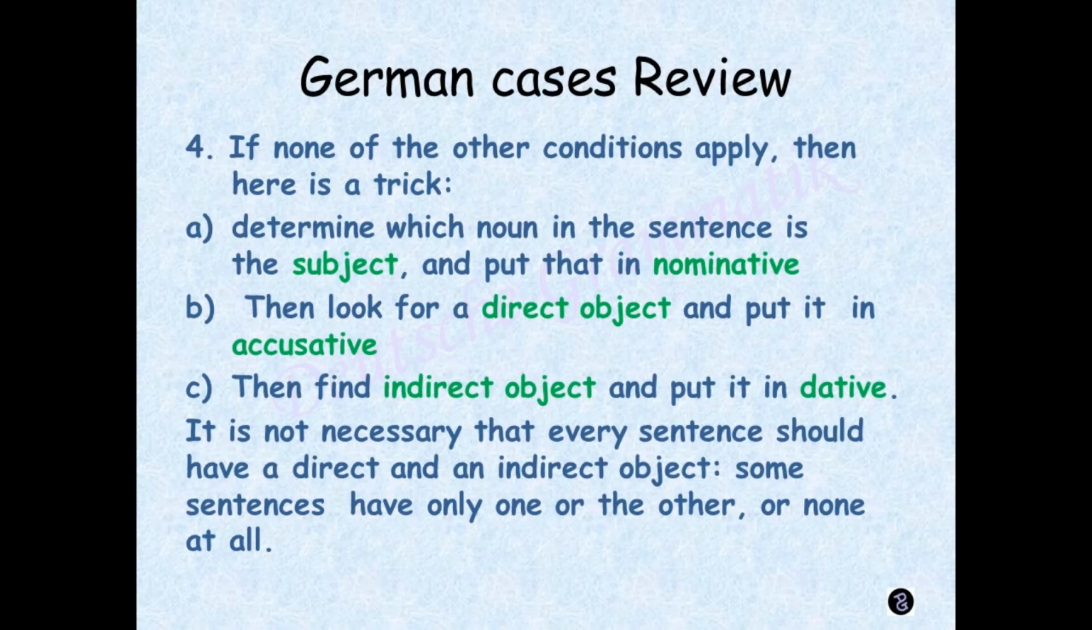The fourth tip applies when none of the above conditions work. First of all, determine which noun in the sentence is subject and assign nominative case for it. Then look for a direct object and assign accusative case to it. Then find the indirect object and assign dative case to it. It is not necessary that every sentence should have a direct or an indirect object. Some sentences have only direct object and some have only indirect object, while some sentences have none.